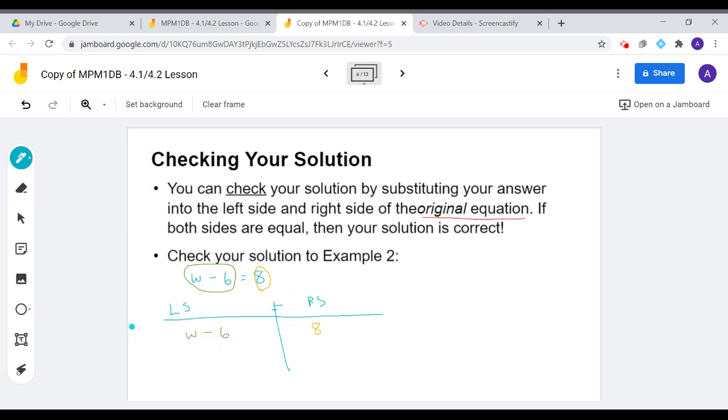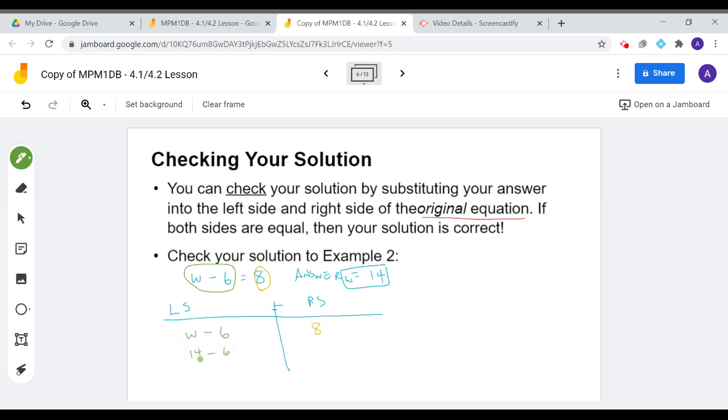Now, I thought the answer was 14. That's the answer that I got back when I did example 2. So I'm going to substitute 14 in for w. I should have said my answer was w equals 14. So where I see w, I'm going to replace that with 14. And I'm going to check.